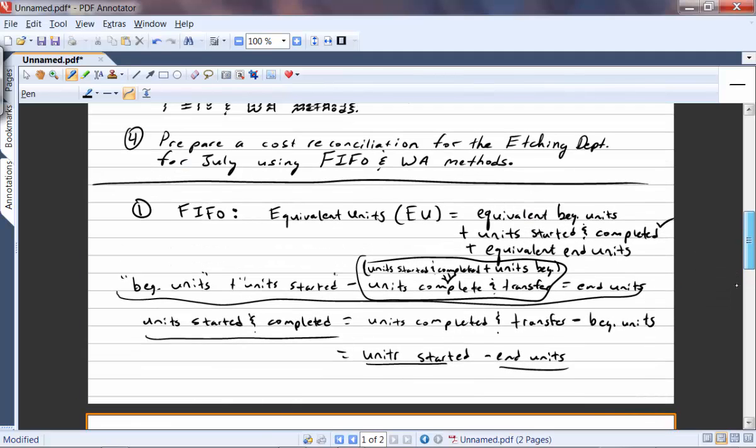And I should have written something different here. It's the equivalent units needed to complete beginning. Maybe that's a better way to say it. Equivalent units needed to complete beginning. That's probably the most descriptive way to say it.